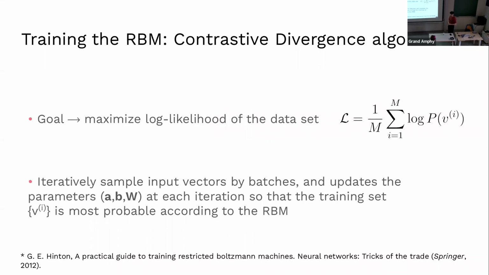Now, to train the restricted Boltzmann machine, you can use the contrastive divergence algorithm by Hinton, in which the goal is to maximize the log likelihood of your dataset given the model. So this is unsupervised learning. You want your trained model to produce samples that will look like the training dataset that you used in the training.